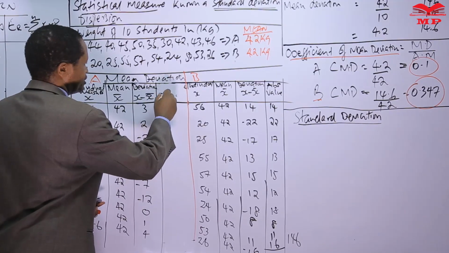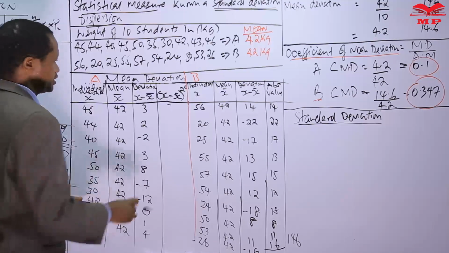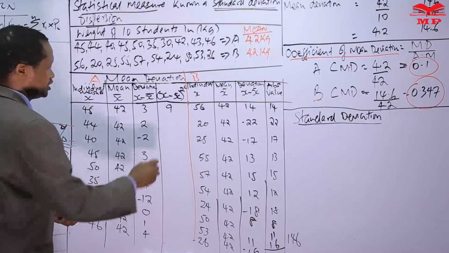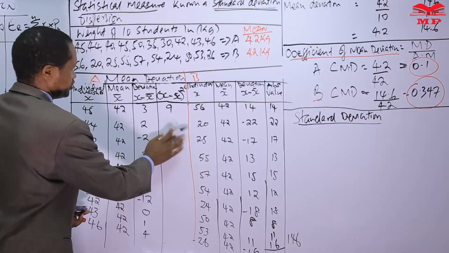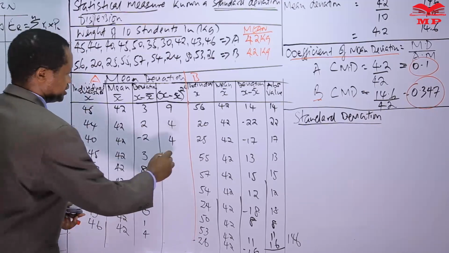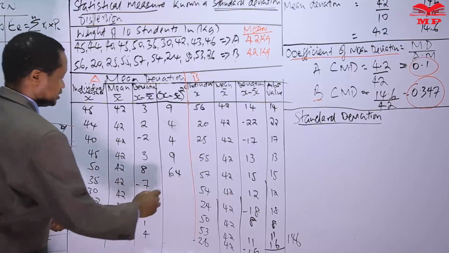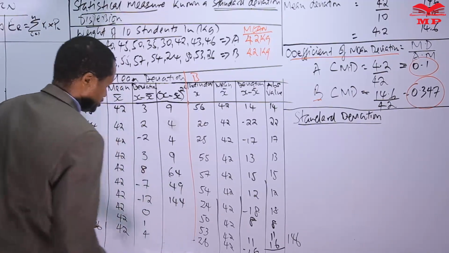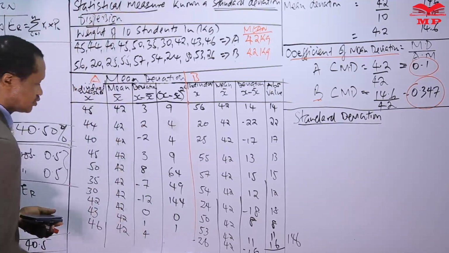You take x minus x bar squared. So here we'll have 3 squared is 9, 2 squared is 4, negative 2 squared is 4, negative 2 squared is 4, 3 squared is 9, 8 squared is 64, 7 squared is 49, 12 squared is 144, 0 squared is 0, 1 squared is 1, 4 squared is 4.